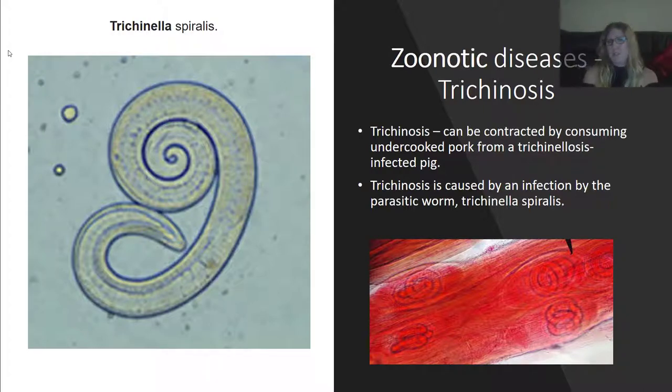Trichinosis. Trichinosis can be contracted by consuming undercooked pork from a pig that has Trichinella spiralis. Trichinosis is caused by an infection by the parasitic worm Trichinella spiralis, which you can see here.